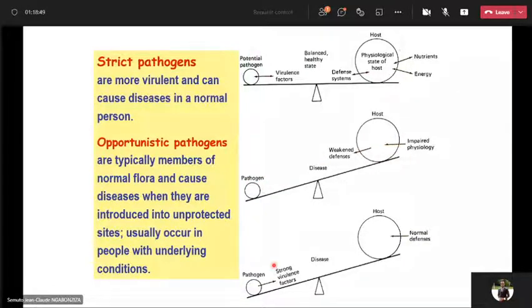So this kind of pathogen cannot be called an opportunistic pathogen because they are able to cause problems to the normal host.